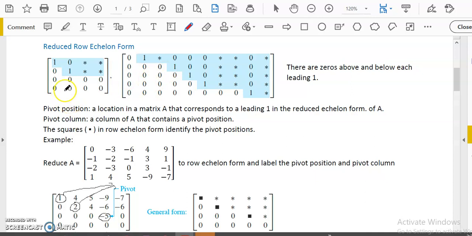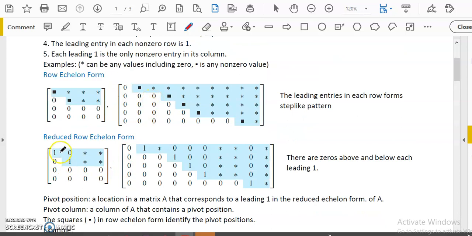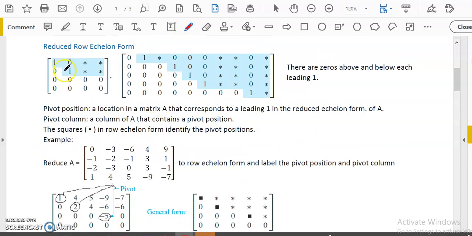So what is a prefix position? It is a position in the matrix that corresponds to a leading 1 in the reduced row echelon form. One thing I forgot is that in the reduced row echelon form, the non-zero leading entry in a row has to be 1. If it's not 1, you just divide by whatever shows up to force it into 1. So all 0s above and below, and also the prefix entry is 1.